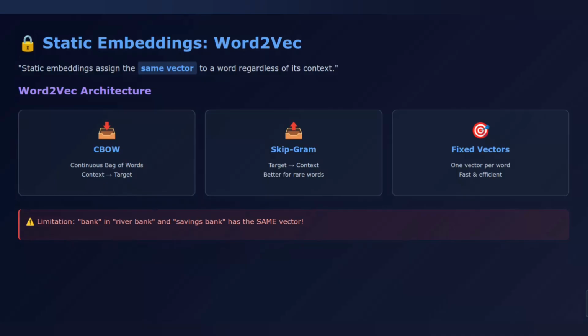Here's the key thing to understand. These embeddings are fixed after training, so the word bank in riverbank and savings bank gets the exact same vector. They're treated identically. So what are the benefits? Static embeddings are super efficient, fast to train and use. They're incredibly effective at capturing semantic relationships, like that famous example, man is to king as woman is to queen. But the limitation is obvious. They cannot differentiate word meanings based on varying context. This is a major issue with polysemous words. Words that have multiple meanings get averaged into one confusing representation.